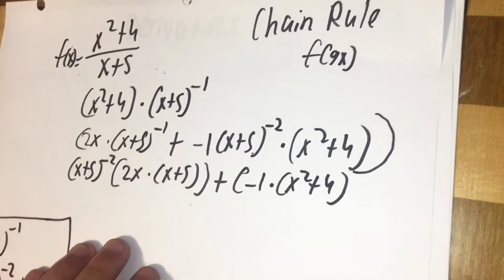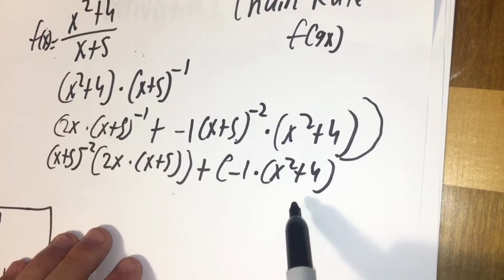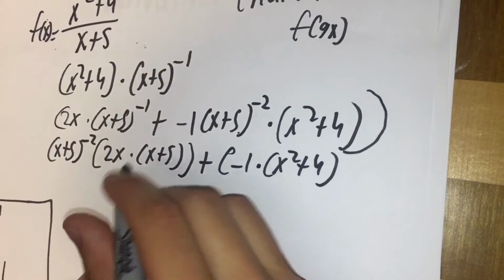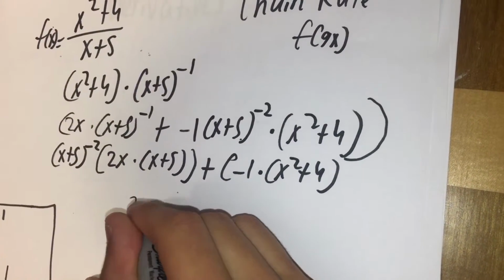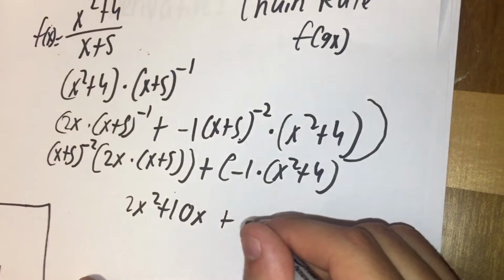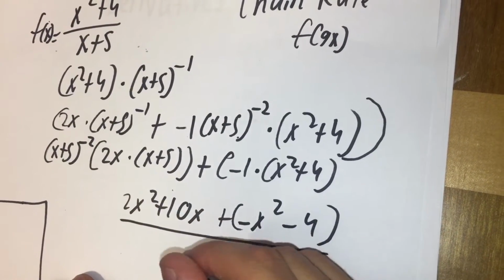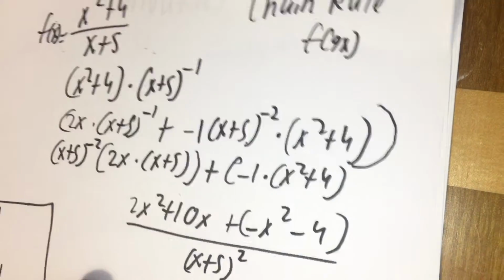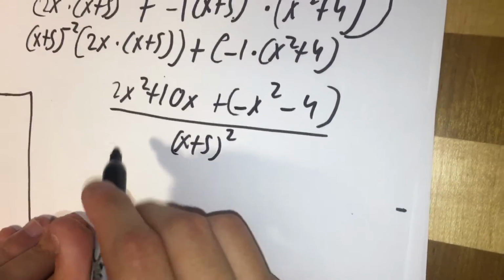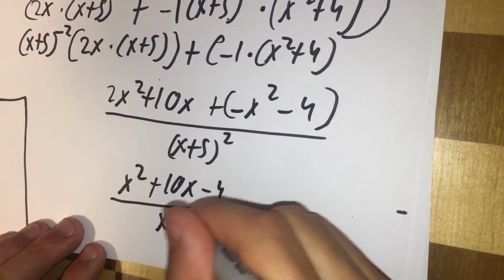So what we've now done is take the full derivative, but we have to pretty it up again as we did before. So let's move this to the bottom and simplify the top. So we would have 2x squared plus 10x plus negative x squared minus 4 over x plus 5 to the second power. If we simplify this all the way out, we would then get x squared plus 10x minus 4 over x plus 5 squared.